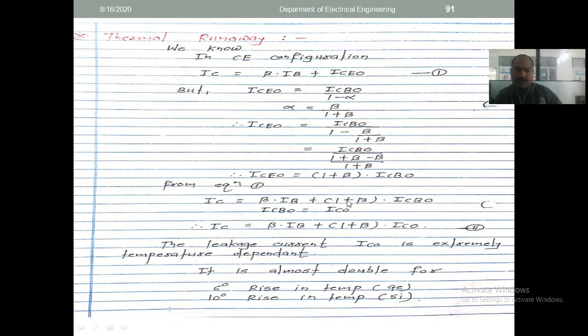So see, IC equal to beta into IB plus 1 plus beta into ICBO. This is written. Okay, but we know that ICBO is nothing but ICO. So for that ICBO, we have written ICO. ICO is nothing but a collector leakage current, right? Collector leakage current. See, this type of leakage current happens due to the minority charge carrier. See, any of the devices, either your transistor or diode, have majority as well as minority charge carriers.